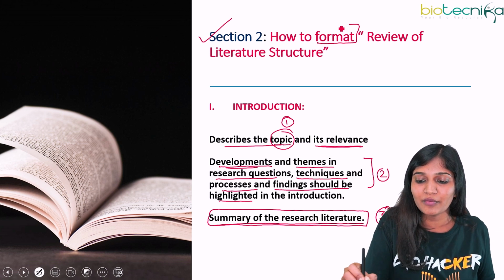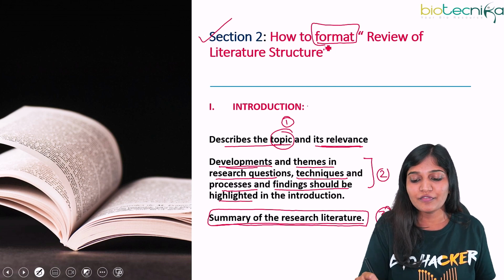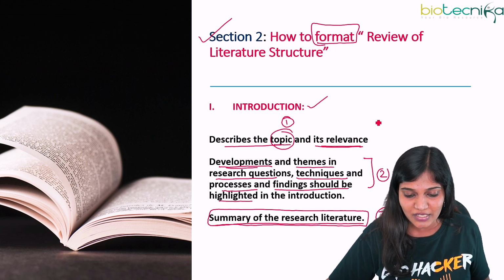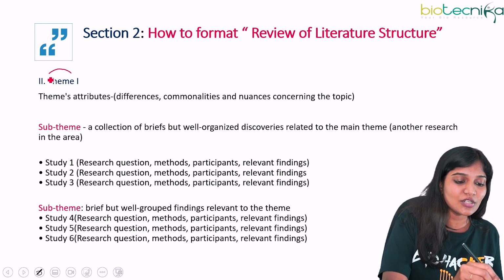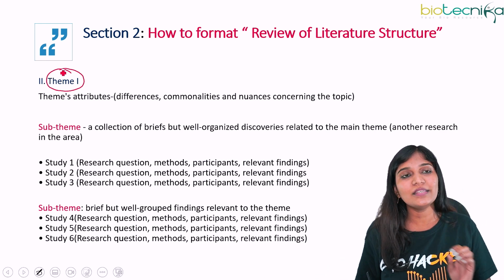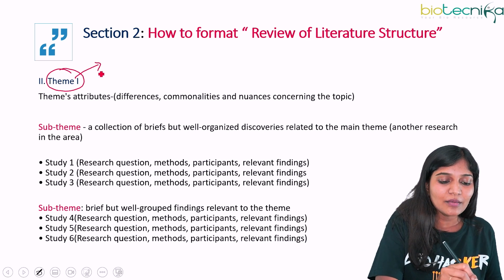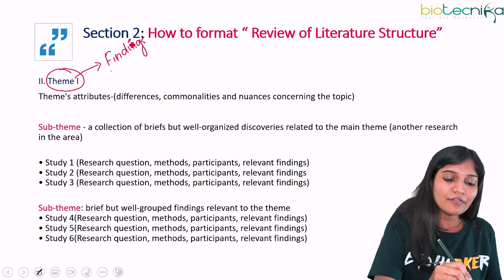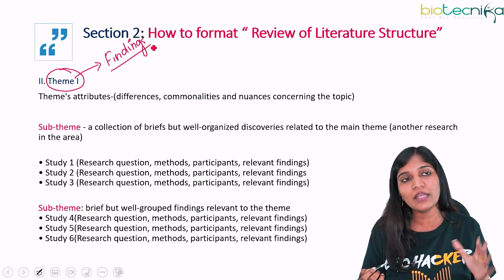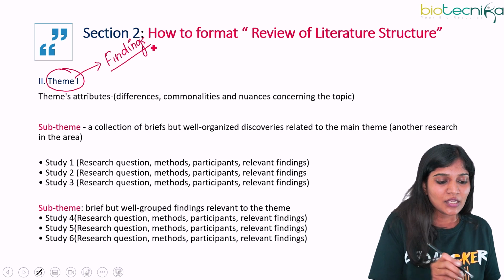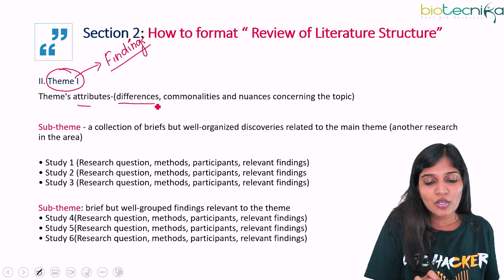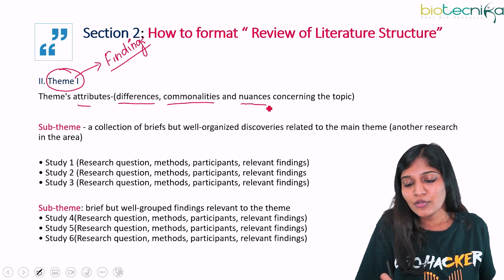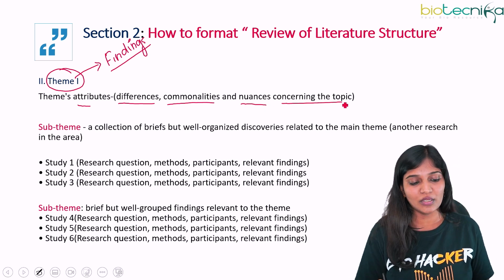This is the format. We are talking about the format. How can you format? First is the introduction. So our introduction is done, topic with the summary. The second, in the second section, is formatting theme 1. In theme 1, what are the things you have? Very simple. Theme 1 is about findings. All the findings from the papers you have studied, you have to highlight. So theme attributes: you can talk about the differences you have seen in the papers, or commonalities, or nuances concerning the topic. Everything you can write here.